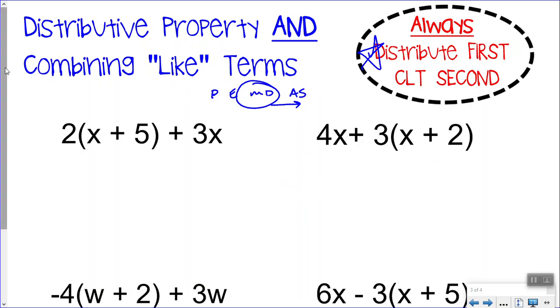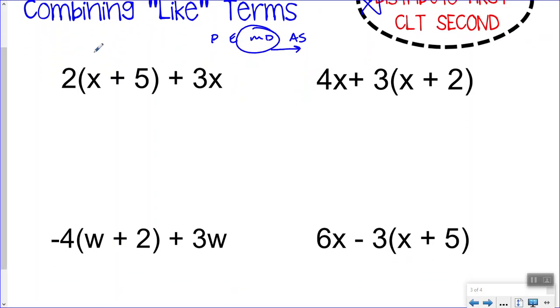So the first thing I'm going to do here is start by distributing. I have 2 times x, which is 2x. Then I have 2 times positive 5, which is positive 10. I haven't changed the plus 3x yet, so I'm just going to write that down.